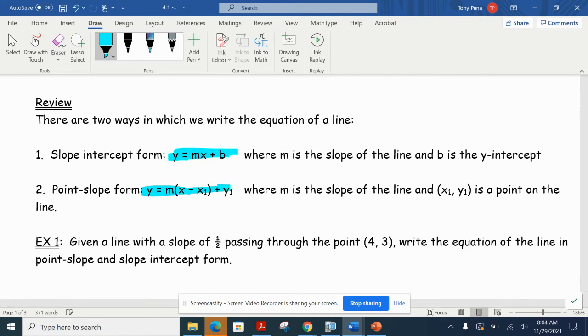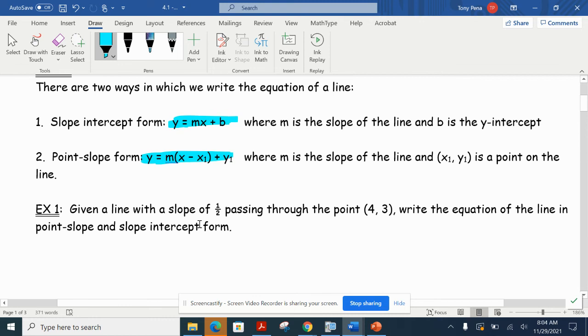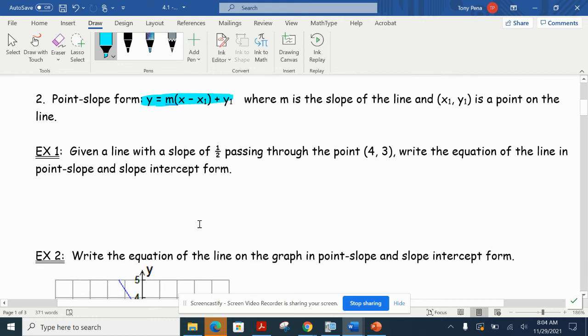Slope-intercept form, and then our point-slope form. Okay. All right. So in number one, let's see if we remember this. It says given a line with a slope of 1/2, and then you're going to go through the point 4, 3, write an equation of the line in point-slope form and in slope-intercept form.